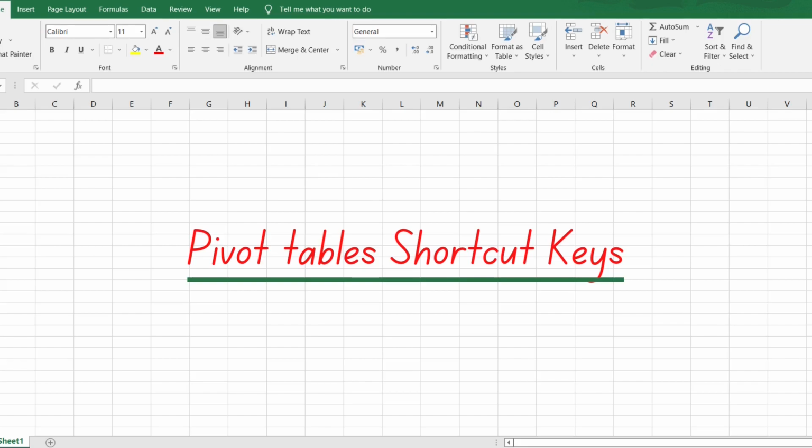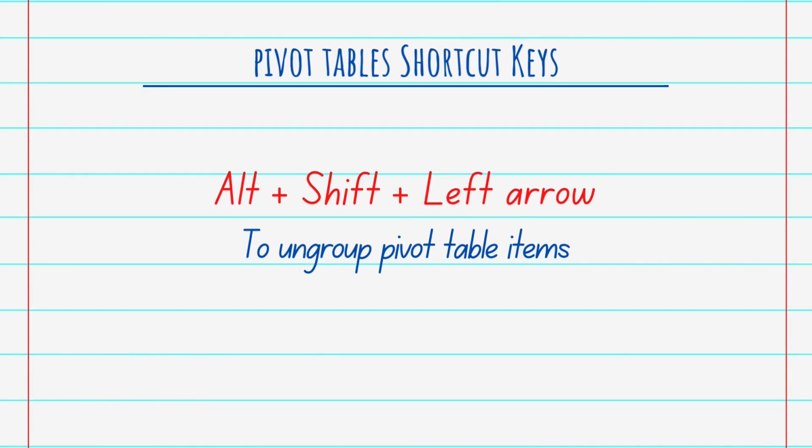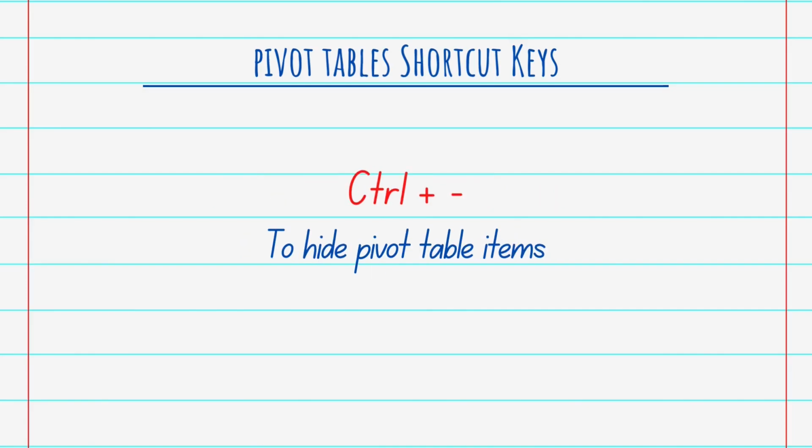It is time to jump into understanding an advanced topic in Excel, that is dealing with the pivot table. So here it is. Alt plus Shift plus right arrow to group pivot table items. Alt plus Shift plus left arrow to ungroup pivot table items.